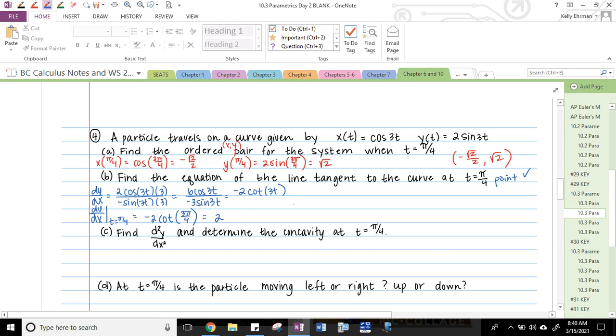The point is from the previous problem. The equation for the tangent line in point slope form is y minus radical 2 equals 2 times x plus radical 2 over 2.